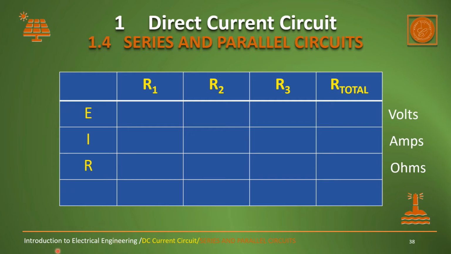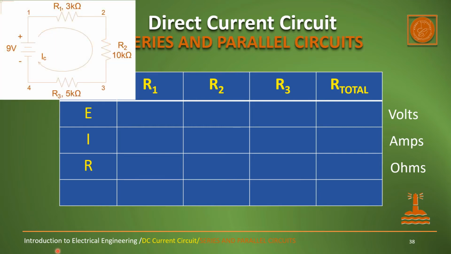How to fill this table? Let's start from the original series circuit schematics. We know the battery is 9 volts. If you look from point 1 and point 4, from the right side, you can see all the resistors connected together. And these 2 points we can call R total. E means the voltage drop.